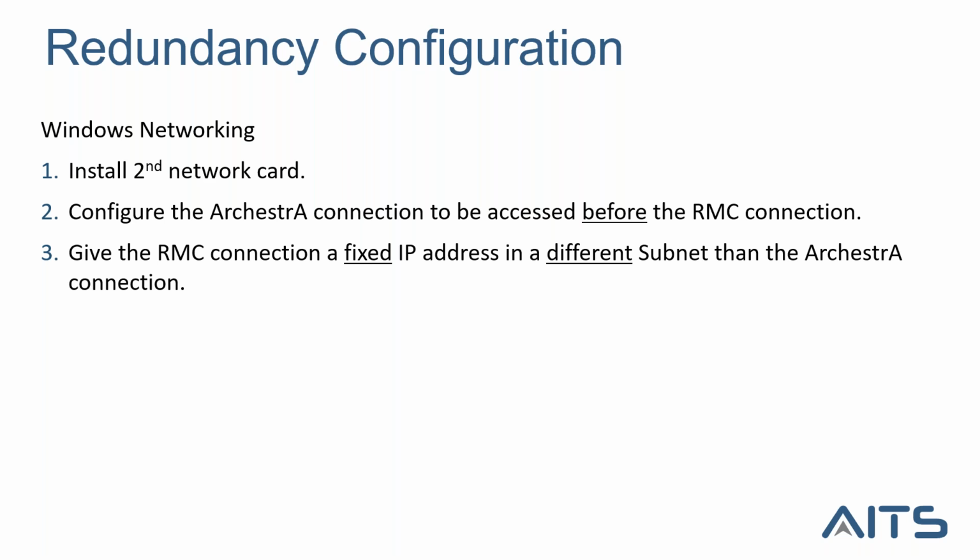So we have to install a second network card and configure the connection before the RMC configuration. As I said, we need the application network to be the priority, and give a fixed IP for the RMC. For this network configuration, the Windows networking, after the webinar we will send you a technical newsletter on how to configure your network card and your Windows networking.